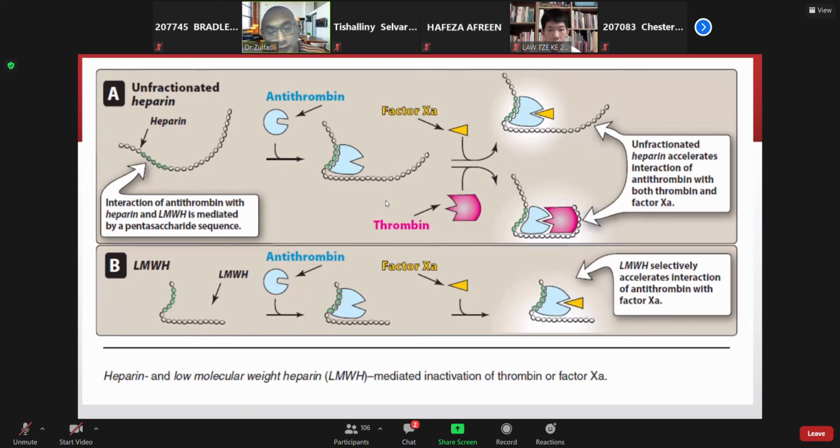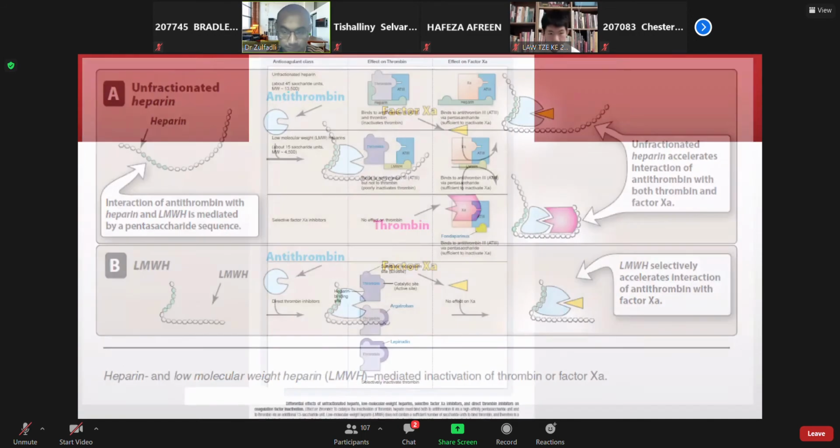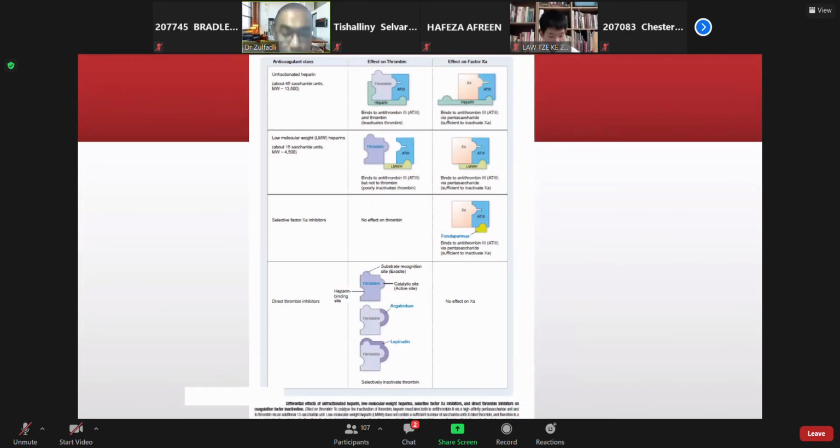The heparin will bind to the thrombin and also the 10A. That's why we need the monitoring of the patient if the patient is receiving the heparin. Okay, that is the difference between heparin and low molecular weight heparin. This diagram also shows you the different action between the low molecular weight heparin and the heparin.